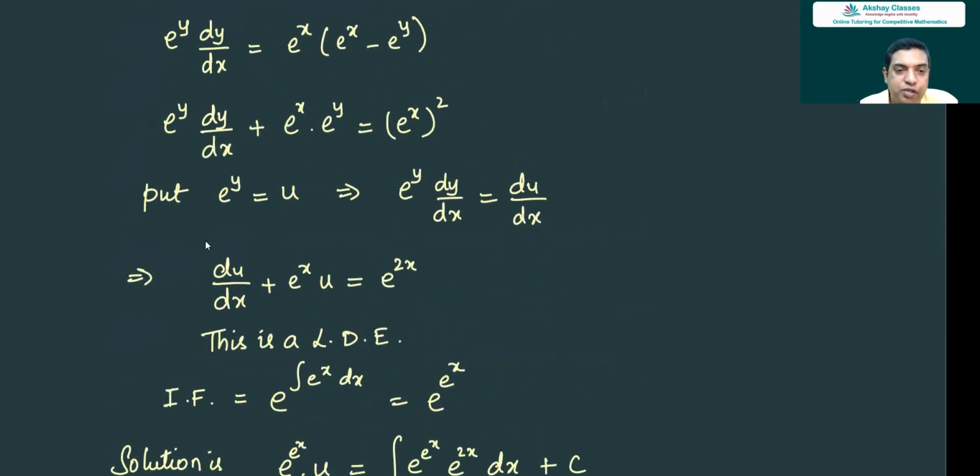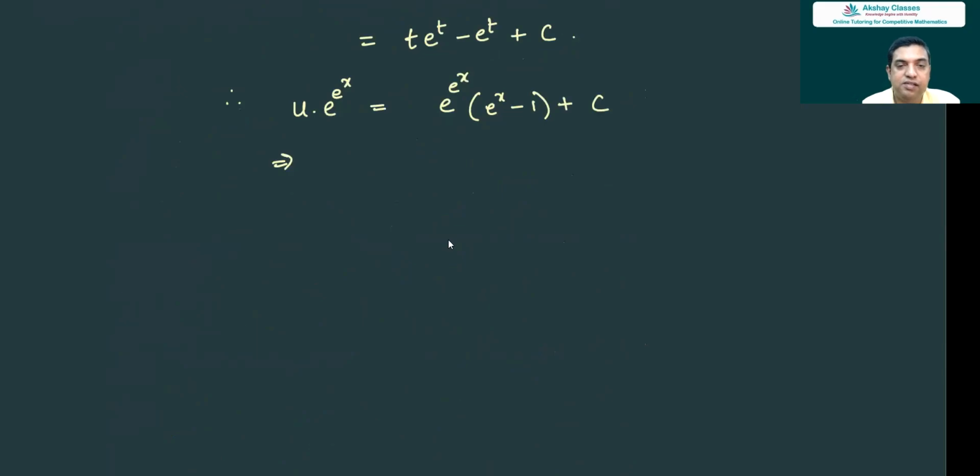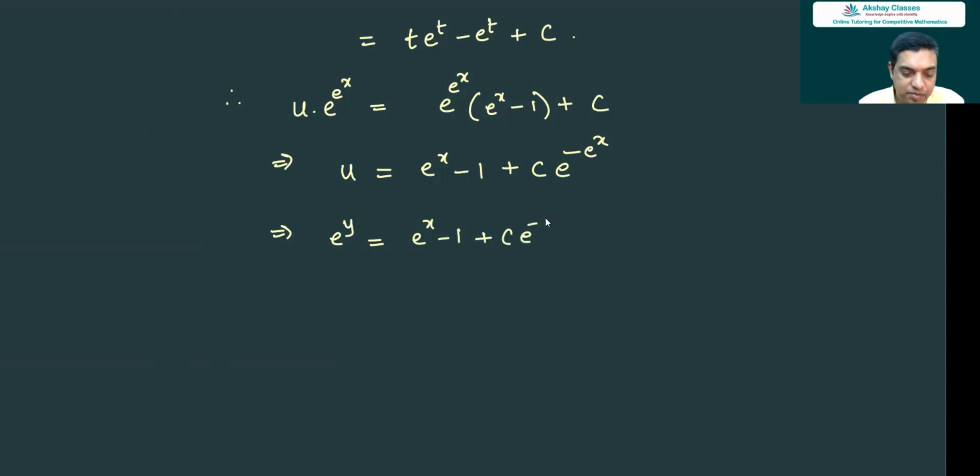What was u? e power y. So first let us do this. u is e power x minus 1, and we are dividing c by e power x, so c times e power minus e power x. So e power y is e power x minus 1 plus c times e power minus e power x. So this is the solution.